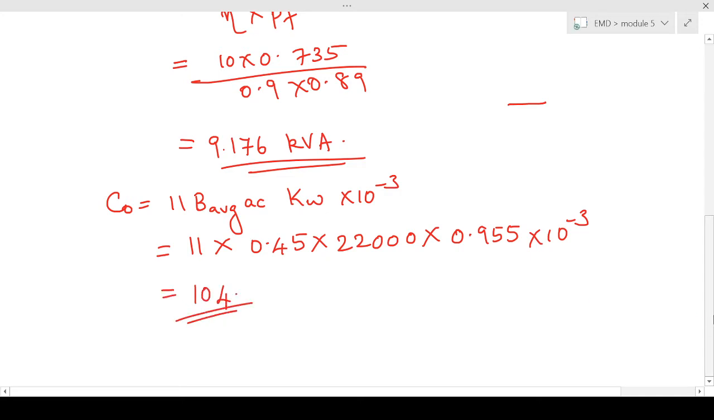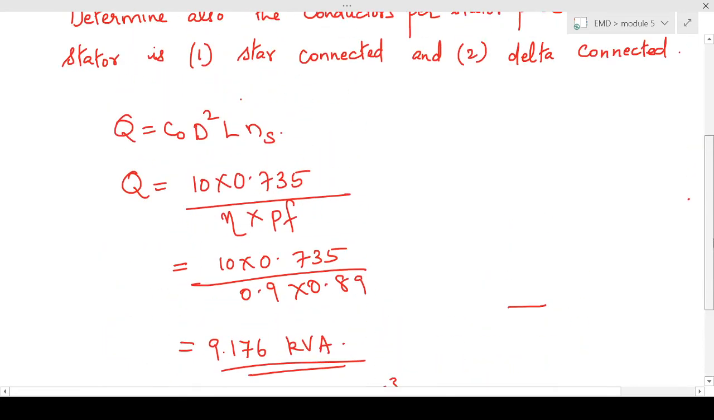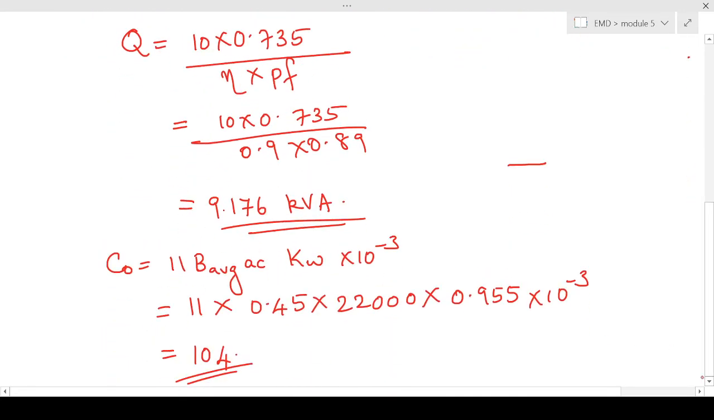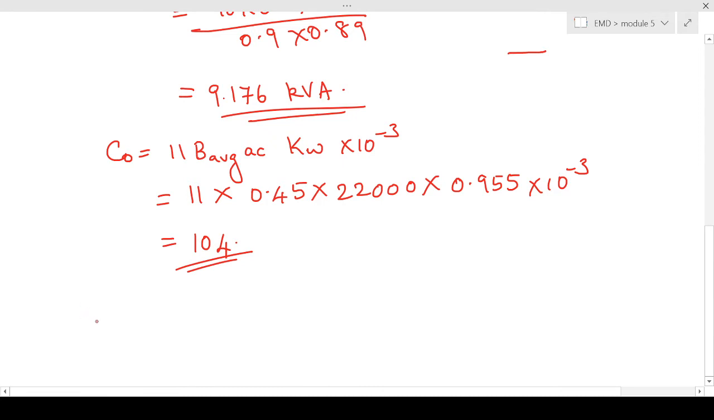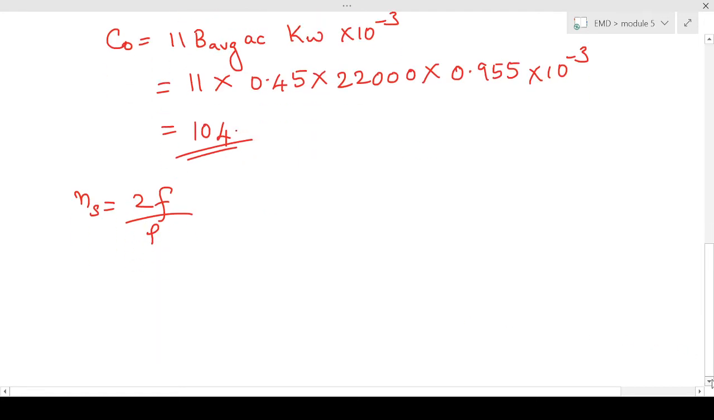Now we have to calculate NS. Q is equal to C0 D square L NS. NS is the synchronous speed in RPS. So NS is equal to 2F divided by P. Frequency is given in the question as 50 Hz and number of poles is 4. So this is 2 into 50 divided by 4. That is, you will get it as 25 RPS.